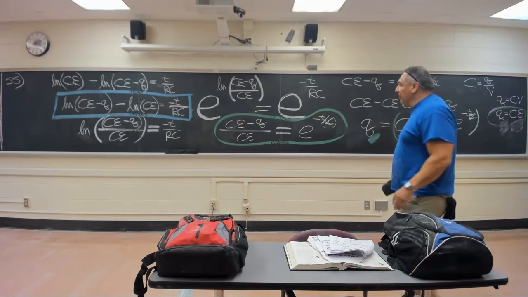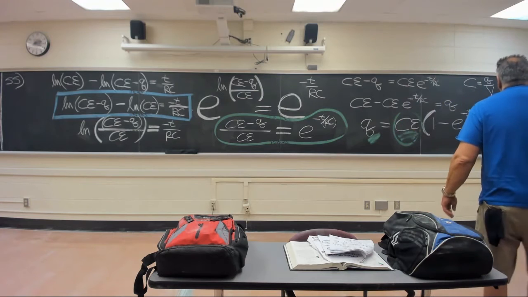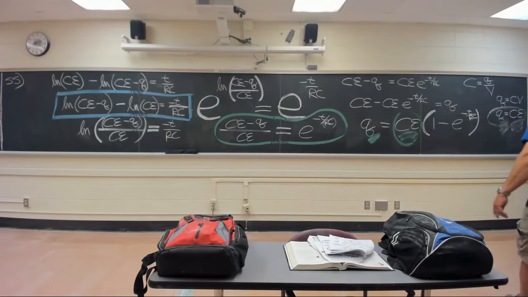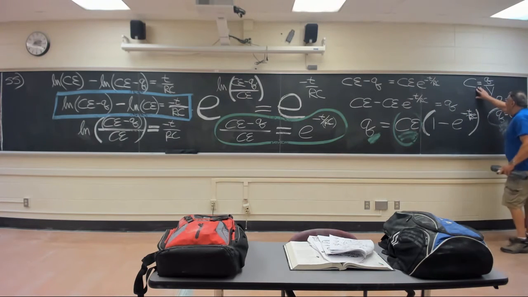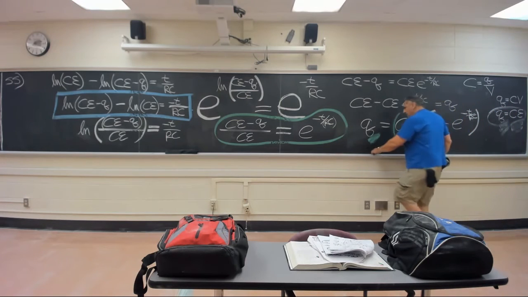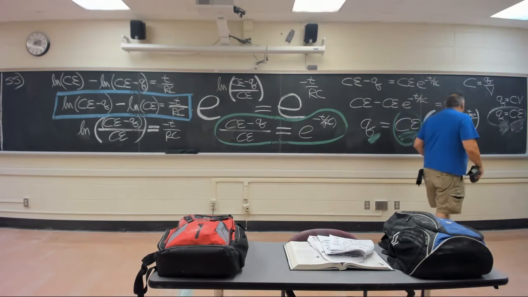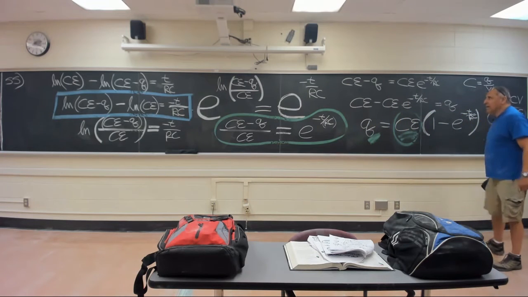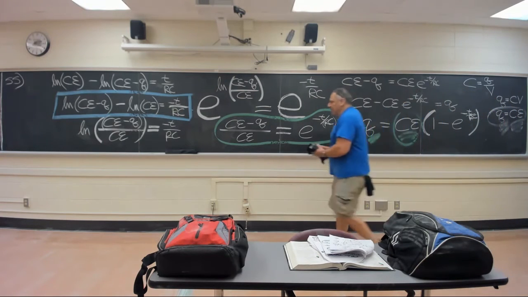If C equals Q over V, or C equals Q over E, and E is the same as V, then CE is going to be the maximum Q. All right, that's the conclusion. This is the charging of a capacitor.